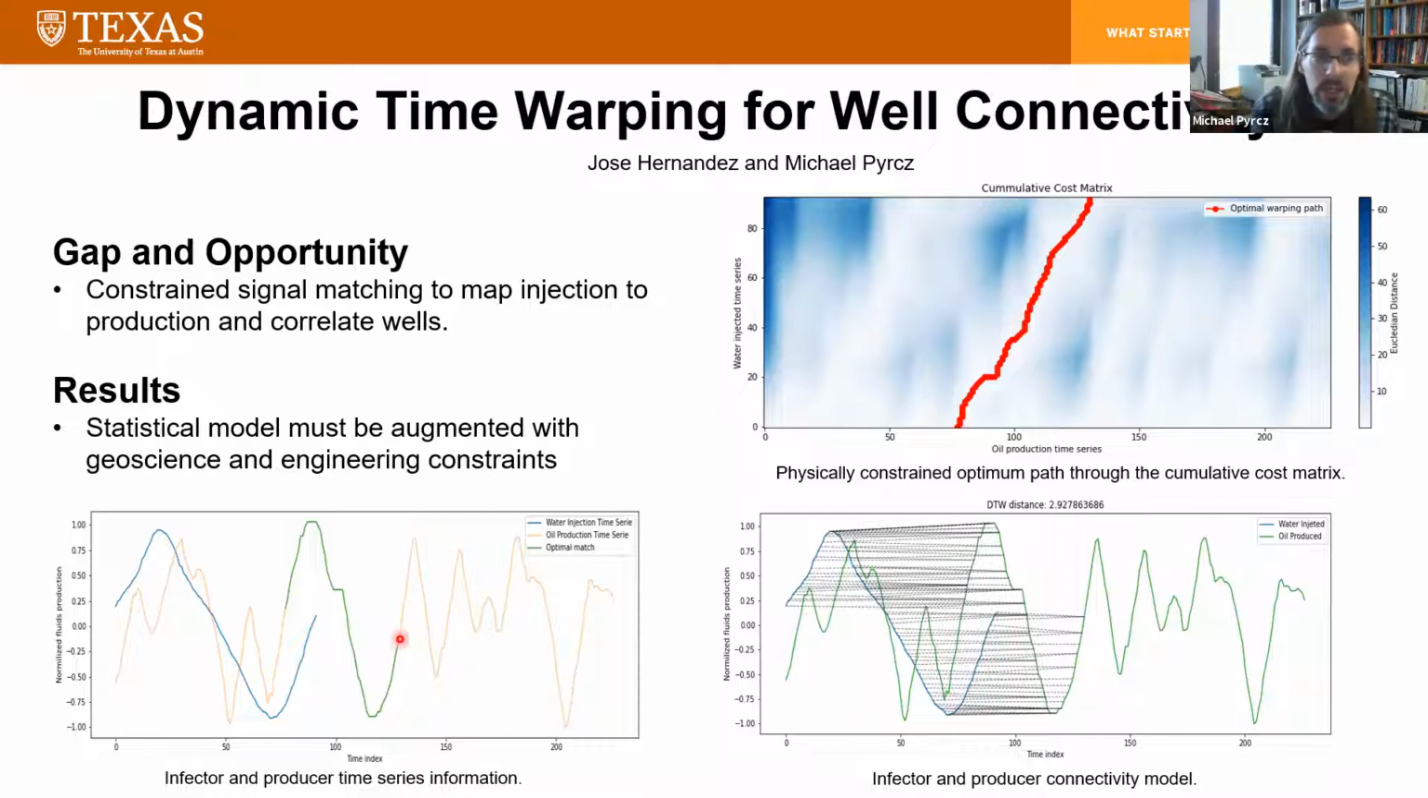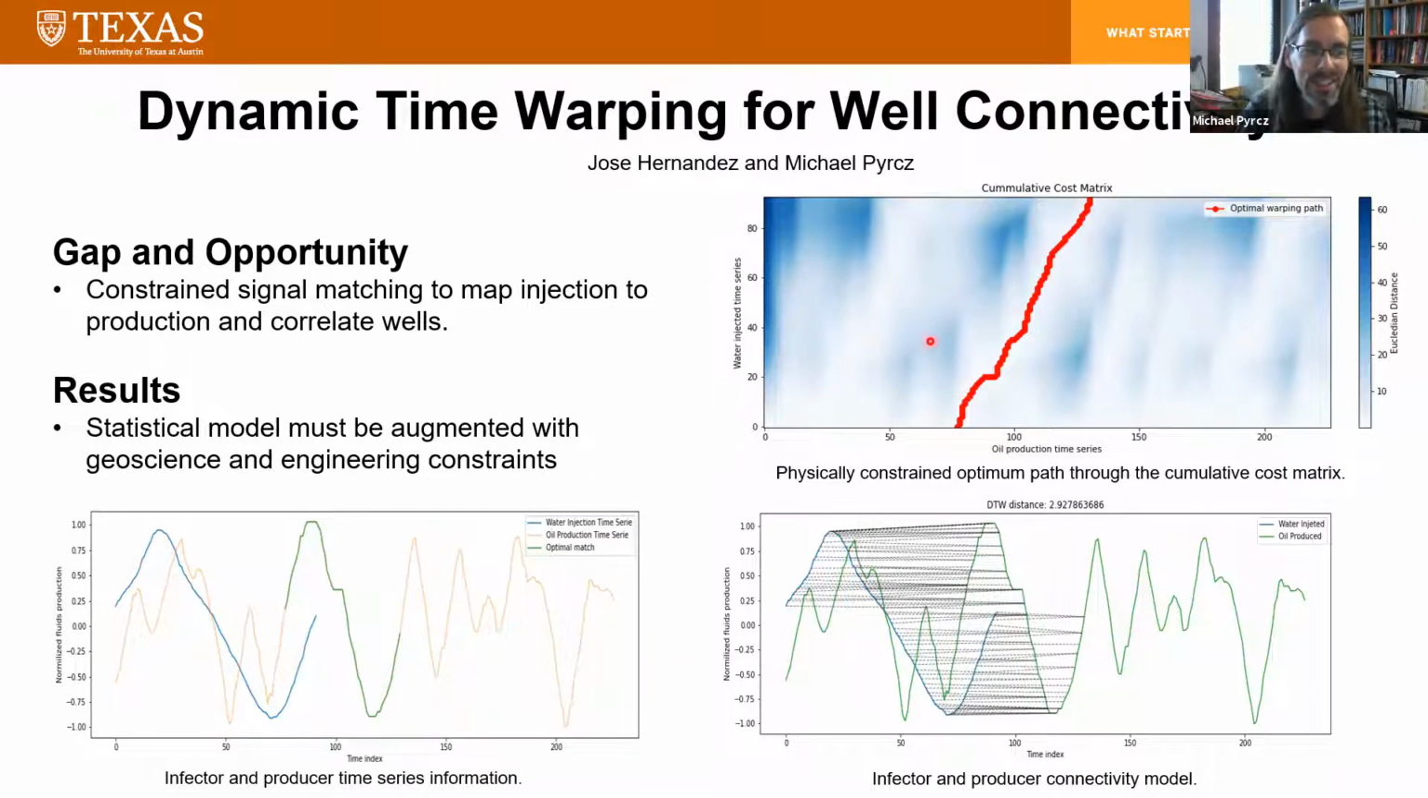The way that we do it is by mapping the lowest cost path, the optimum warping path, through what's known as a cumulative cost matrix. And it's really cool. You can visualize it. This line, in fact, is the mapping from this signal, the orange line, to the blue line, which is on the y-axis. And so this path, you could imagine if you have a vertical section, it means that you have a convergence and so forth.